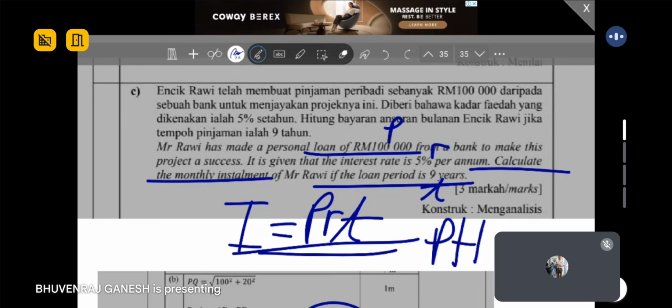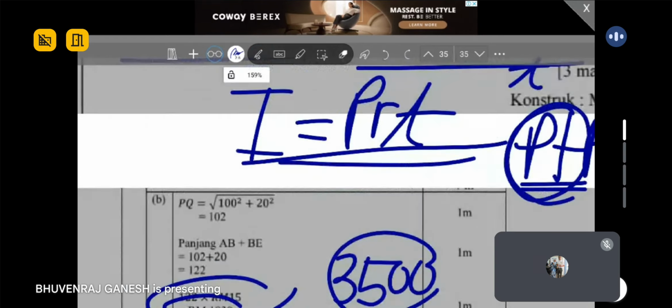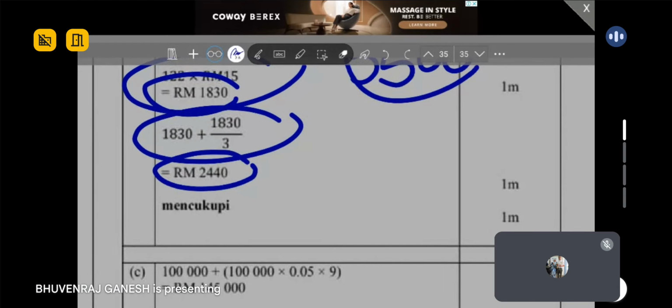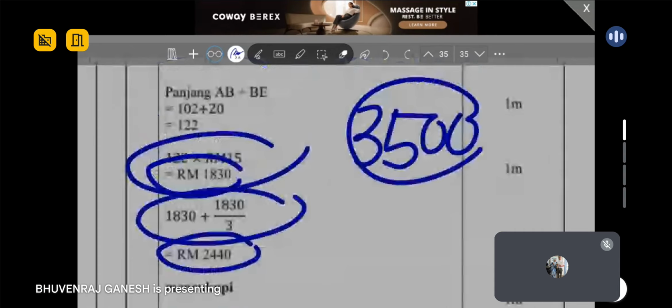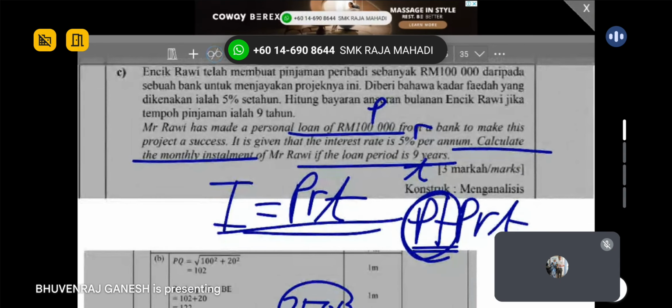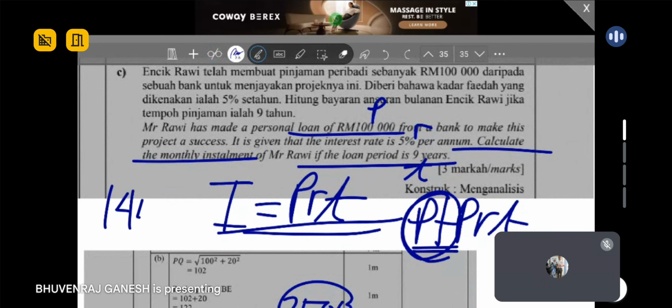So kenapa kena tambah P? Because we want to know the total money guys. Jumlah selepas faedah. That's why kita kena tambah principal. Plus your principal amount. So then kamu akan dapat jawapan macam ni lah. This will be your answer after kamu guna rumus ni. Now how to find my monthly installment? Macam mana cari angsuran bulanan? Sekarang nilai dia adalah 145000.